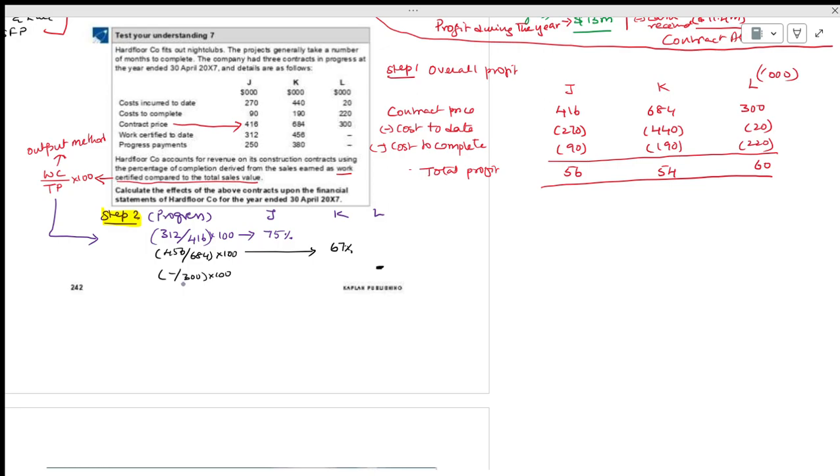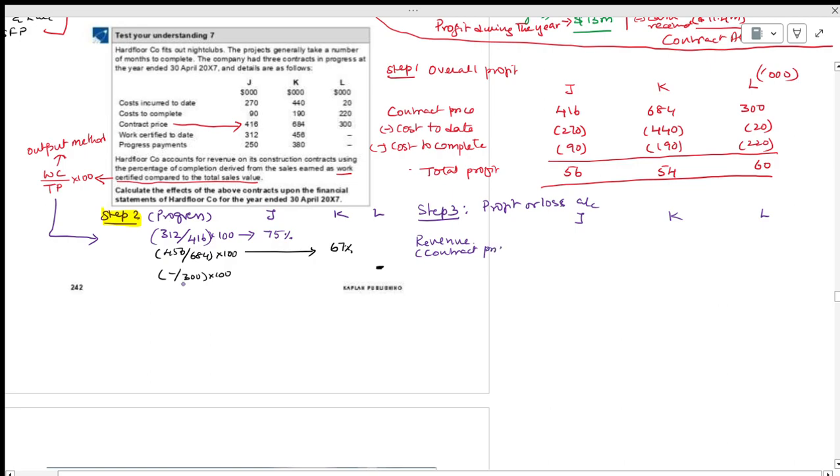Step 3. What is step 3? Profit and loss account, J, K, L. How much is the revenue? Now you tell me. Revenue is contract price times progress.